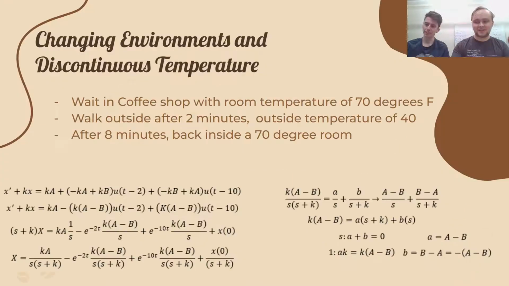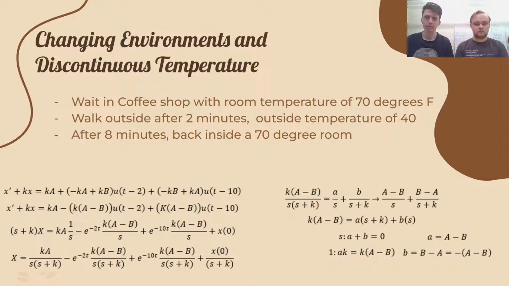Yes. Speaking of which. All right, now we are changing the environment, and now there's going to be a discontinuous temperature change depending on the environment we are in. So instead of waiting in the coffee shop until it's ready to drink, like in the previous step, now after 2 minutes, you're going to walk outside where the temperature is 40 degrees Fahrenheit instead of 70. And then 8 minutes after that, or 10 minutes after you first got your coffee, then you're going to go back into, let's just say, your dorm room where it is back to 70 degrees.